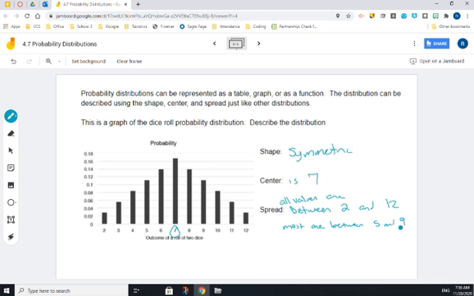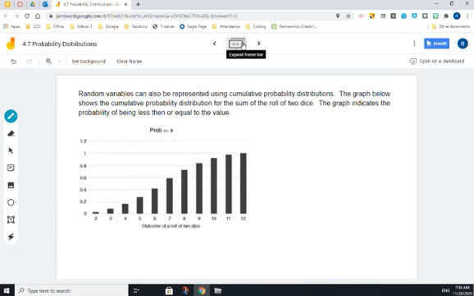Now, just like we talked about center with the mean and spread with standard deviation, in our next video, we're going to look at what the mean and the standard deviation would be for one of these probability distributions. Now, we can also give probability distributions as what we call cumulative probability distributions. And basically, a cumulative probability distribution is kind of like a cumulative frequency distribution, like we talked about at the beginning of the year. And so remember, a cumulative distribution just accumulates the probability up to that point.